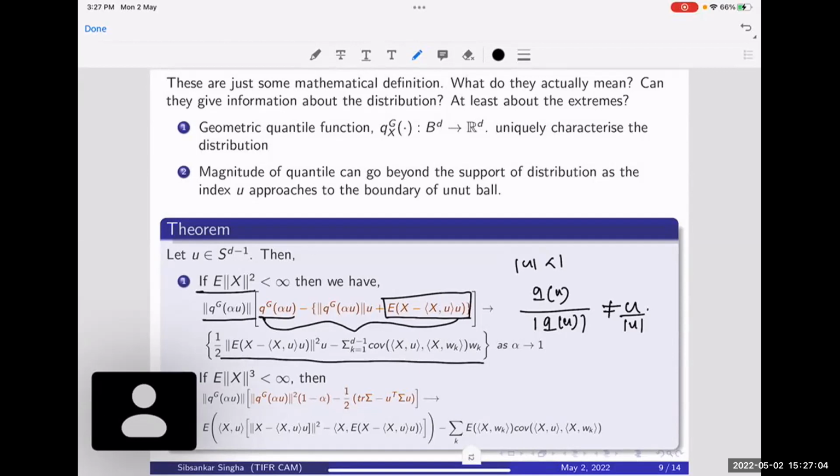Another result is about the norm of the quantile, how the norm is going to infinity. Girard and Stupfler proved that this quantity is going to the trace of sigma, where sigma is the covariance matrix. Again the same thing: there could be two different distributions whose tail behavior is very different, but their covariance matrices may be the same. In this case, this quantile cannot distinguish the two. So we normalize with this quantity and we get this result.